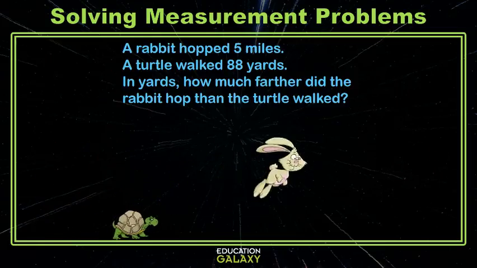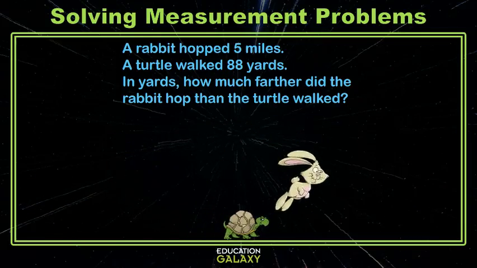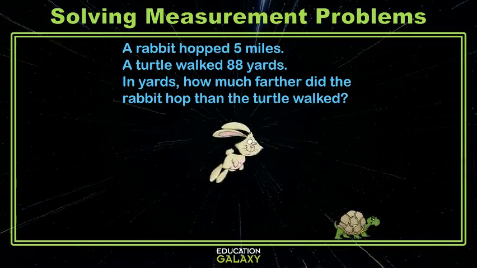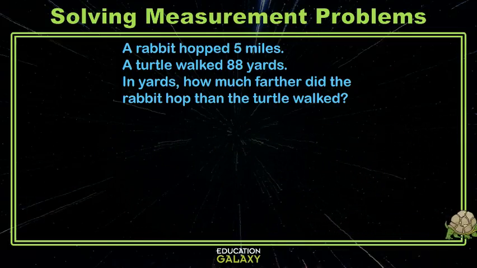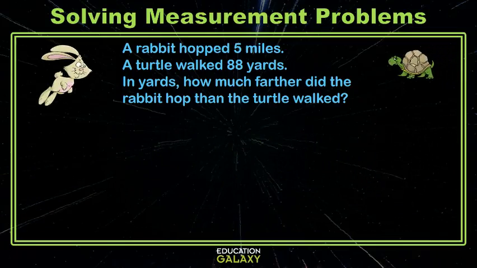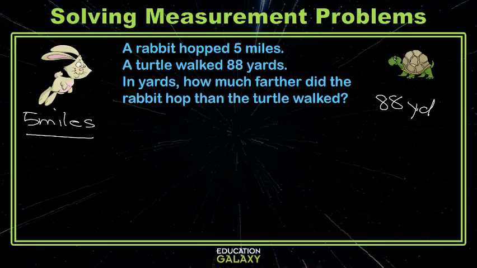Here we have a rabbit that hopped 5 miles and a turtle that walked 88 yards. And we want to know in yards how much farther did the rabbit hop than the turtle walked. Okay, we got this. So rabbit 5 miles and turtle 88 yards. And we want to know the difference here. Well, to do that operation, we're going to need these to be in the same unit. So we either want the miles to be yards or the yards to be miles. Well, when we go from a larger unit to a smaller unit, we multiply. So let's change the miles into yards.